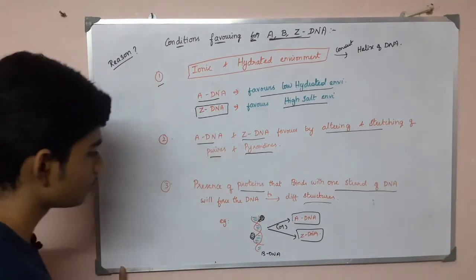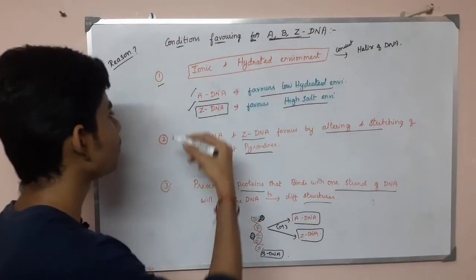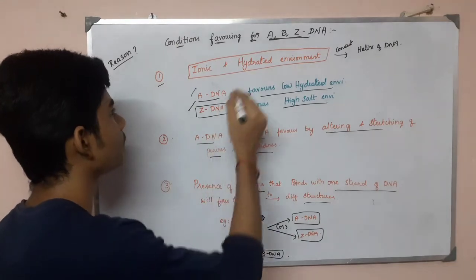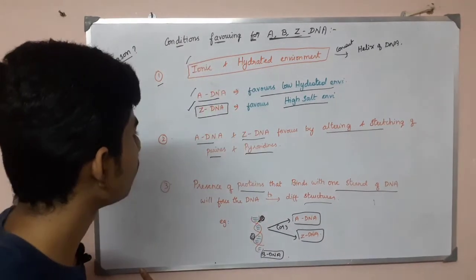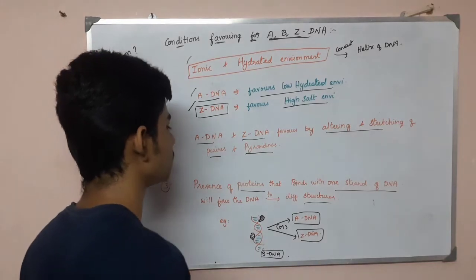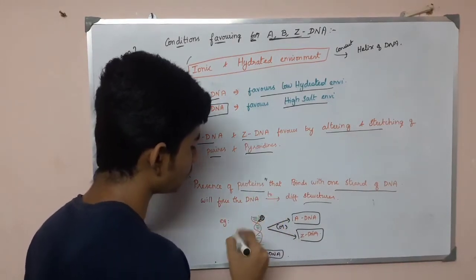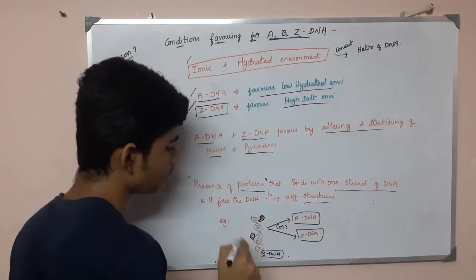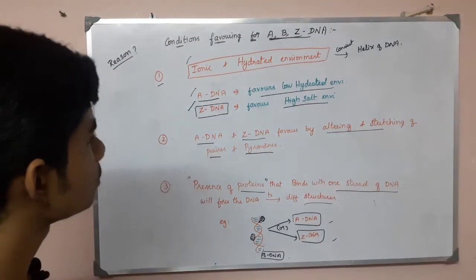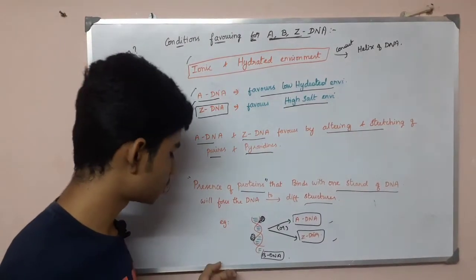So B-DNA is the stable DNA. B-DNA may be converted into A-DNA or Z-DNA with respect to the environment in the cell, and also by stretching of the purines and pyrimidines for any reason, and by the presence of proteins that bind to the B-DNA and may form it into A-DNA or Z-DNA. These are the three basic reasons which form the different types of DNA.